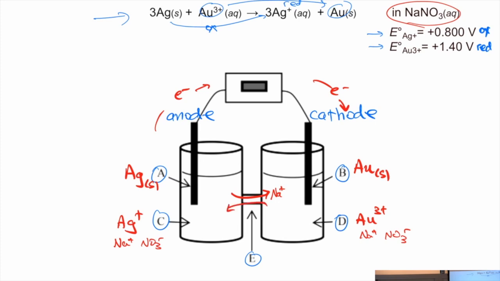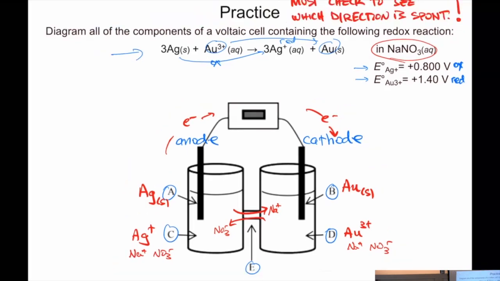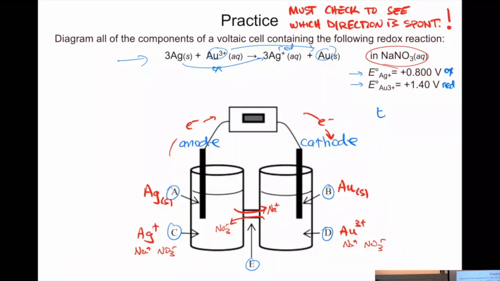And the nitrate ions are going this way because you're replenishing the negative charge that was leaving the cell. Okay? And we can answer the other questions that aren't on here, but that we've been practicing with. What's E naught of the cell going to be? What's E naught of the cell?